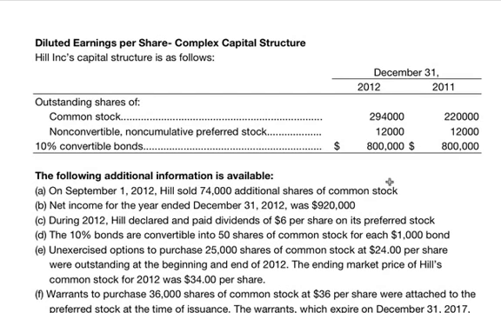Okay, in this problem we're going to go over diluted earnings per share for a complex capital structure. The problem starts by saying Hill Inc.'s capital structure is as follows. In 2011 they have 220,000 outstanding shares of common stock, and by the end of 2012 they have 294,000 shares of outstanding common stock. They have 12,000 shares of non-convertible, non-cumulative preferred stock, and $800,000 worth of 10% convertible bonds.